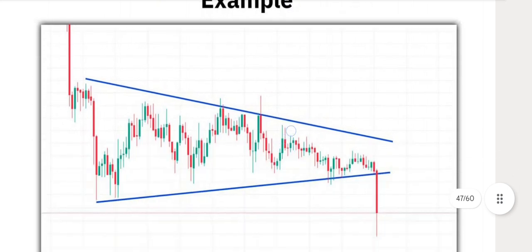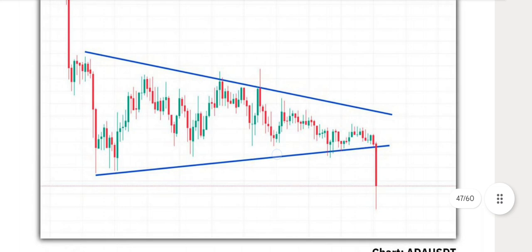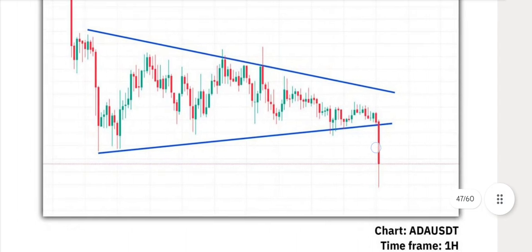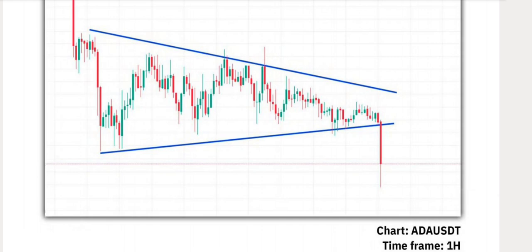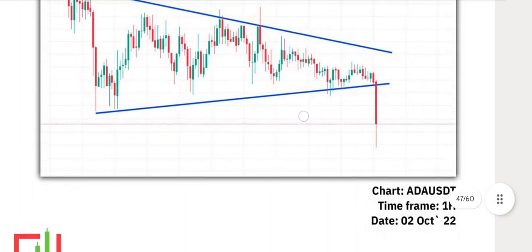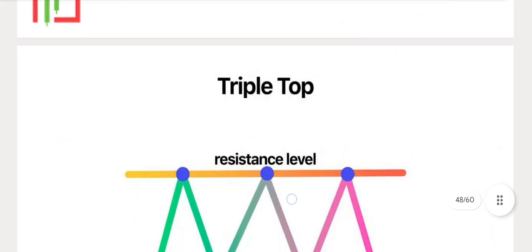An example: breakment of the downward neckline, then press your entry point after this candle is closed. Don't press your entry point before the candle closes. All right. Wait for the candle to close, press your entry point, and place your target on a ratio of 1 is to 3.